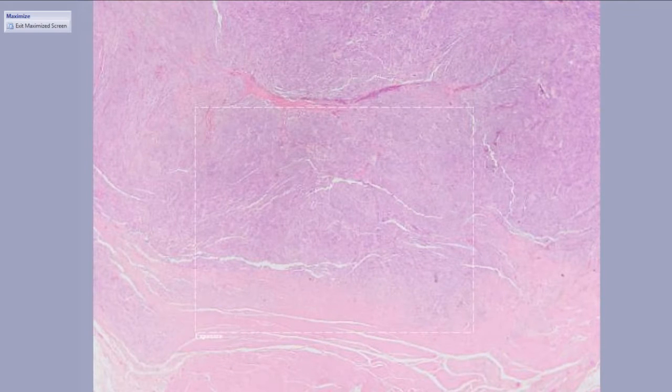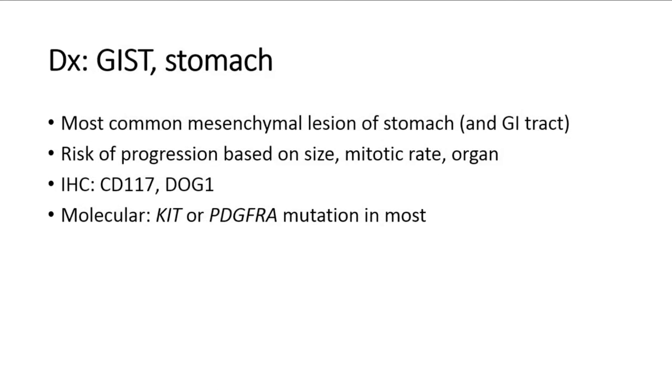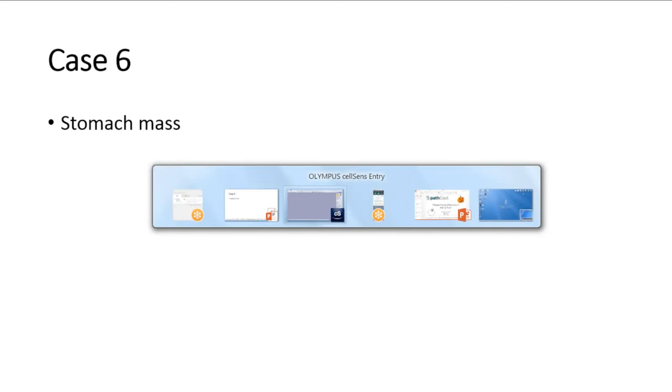If they do have a high risk of progression for disease, there is treatment. You can give Gleevec. It targets the KIT mutation that these tumors tend to have. A small number of them might also have PDGFRA mutations. I've got plenty more where these came from, so that's just the first case of GIST that I'm going to show you. Let's move on to the next stomach mass.